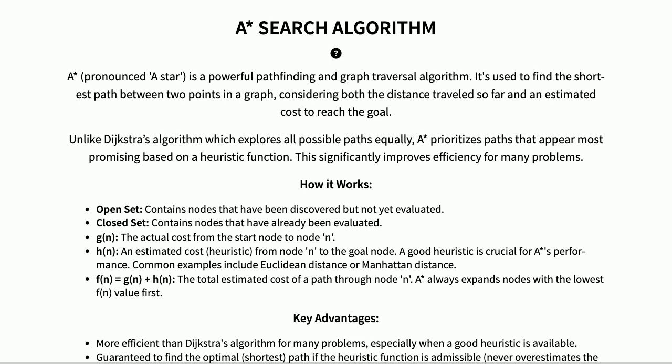A* keeps track of nodes it's already checked, the closed set, and those that need checking, the open set. It calculates a score for each node based on how far away it is from the starting point, the g-cost, and then uses a heuristic, essentially an educated guess about how far it is to the destination. The algorithm always chooses to explore nodes with the lowest overall score, making it much faster than other methods in many situations, as long as your estimate isn't too optimistic.